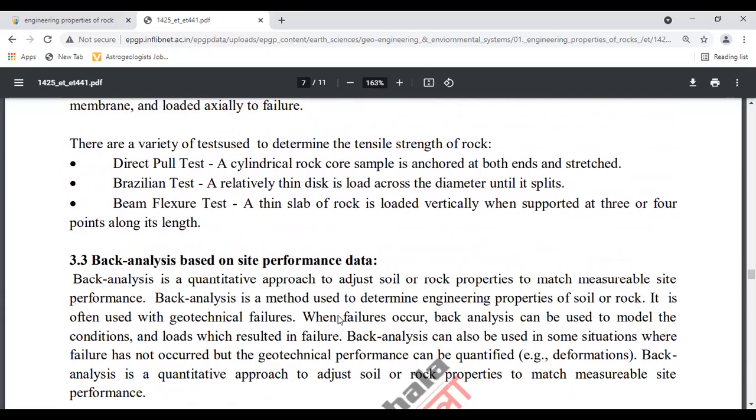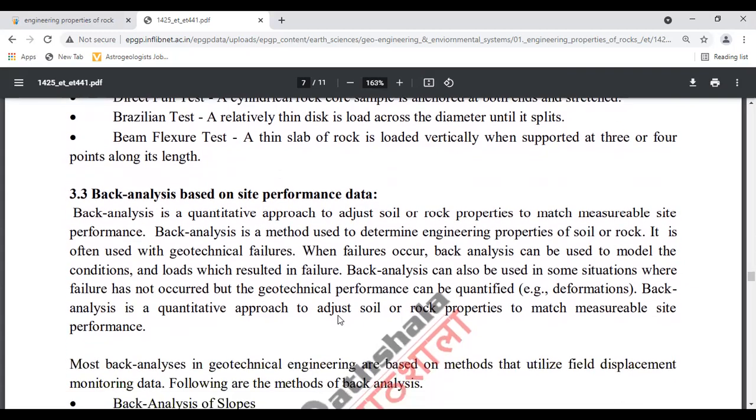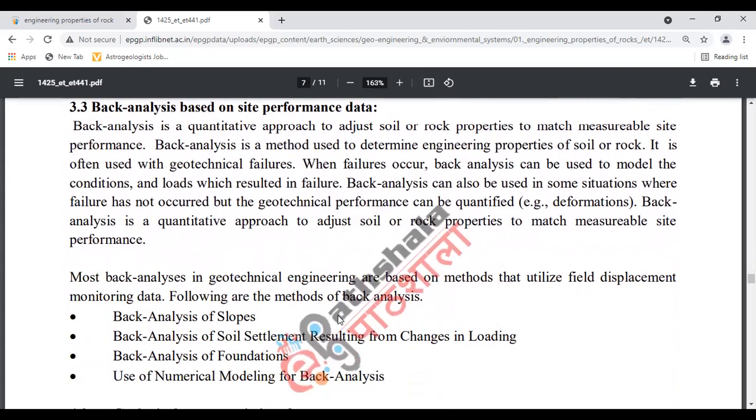There are a variety of tests used to determine the tensile strength of rock. Direct pull test. In the direct pull test, a cylindrical rock core sample is anchored at both ends and stretched. And Brazilian test, a relatively thin disc is loaded across the diameter until it splits. Beam flexure test. A thin slab of rock is loaded vertically while supported at 3 or 4 points along its length. Back analysis based on site performance data.